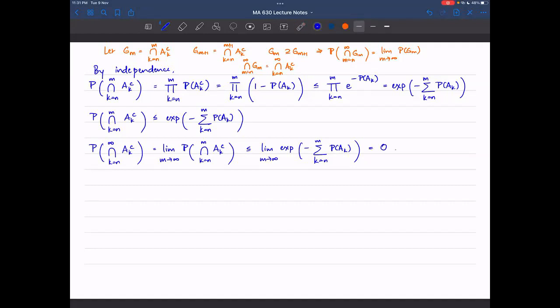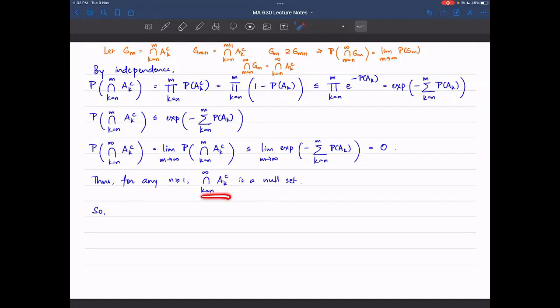All right. So what do you get from this? You get that for any n, the probability of the intersection k going from n to infinity of A_k complement is 0. Put another way, thus for any n greater than or equal to 1, the intersection k going from n to infinity of A_k complement is a null set. Remember, a null set is a set with measure 0, in this case with probability 0. But wait, if I have a countable collection of null sets and I put them together, I will still have a null set. So for each n, this guy is a null set.